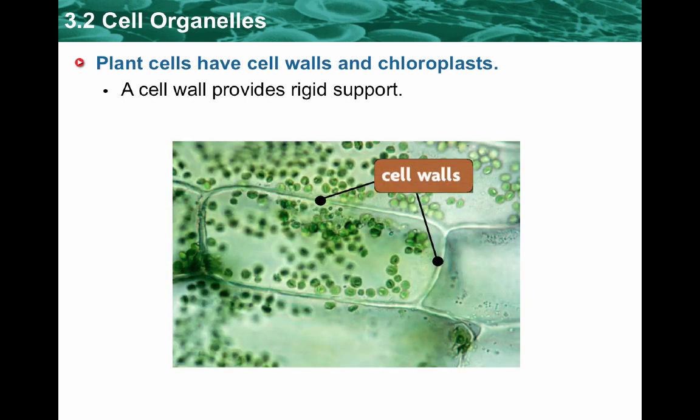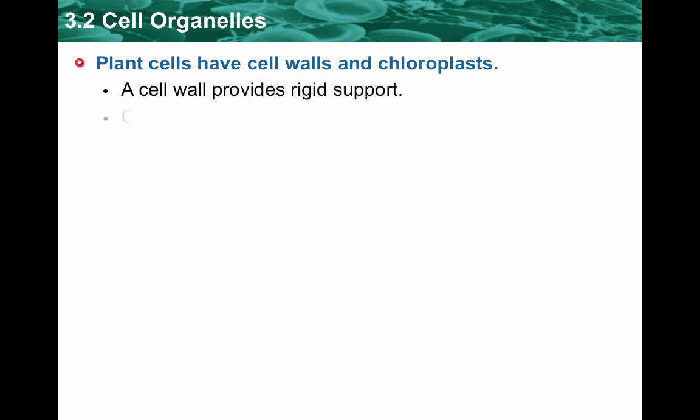So the cell walls are that thicker outer boundary. And yes, most plant cells have a very specific structure to them, whether they're rectangular or square or oblong, but they're not amorphous like animal cells tend to be.